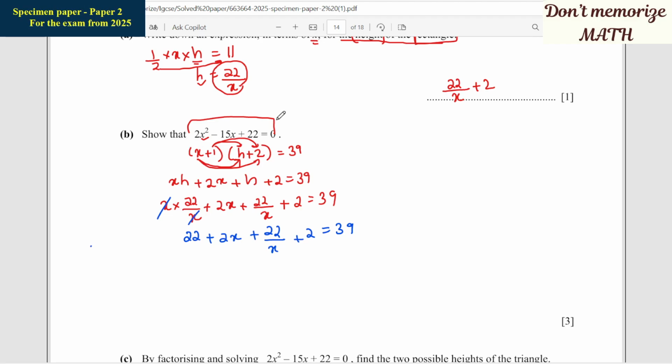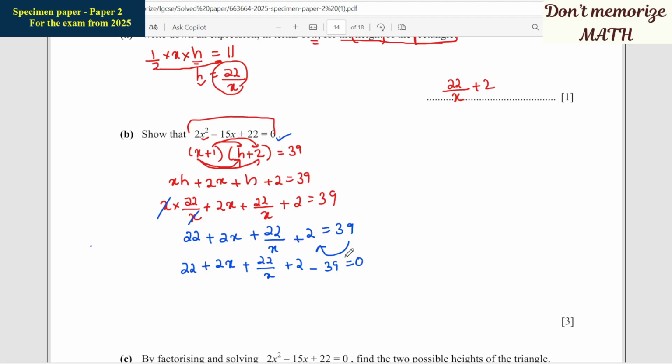So let's see the answer. We need to get this equation. You can see the right side of this equation is 0, so we have to move 39 to the left side. Then in the denominator we don't have x, right? So we'll multiply the complete thing with x. Those are the two steps we are going to do here. First we'll move this 39 to the left side. So what we'll get is 22 plus 2x plus 22 over x plus 2 minus 39 equal to 0.